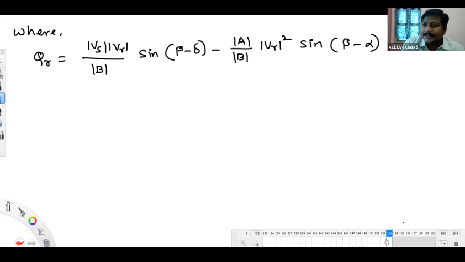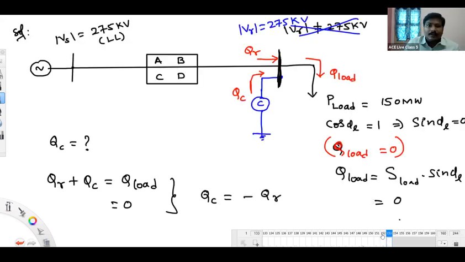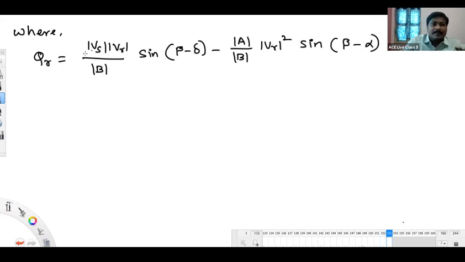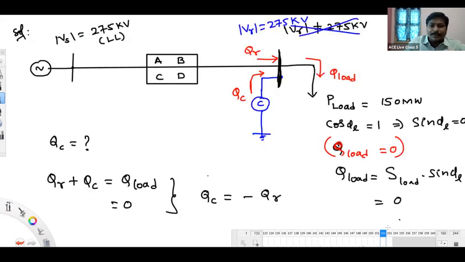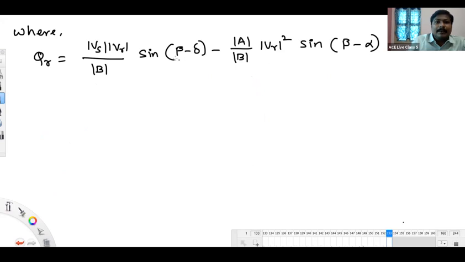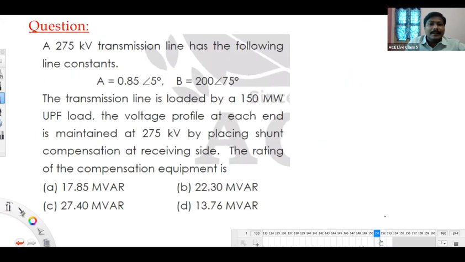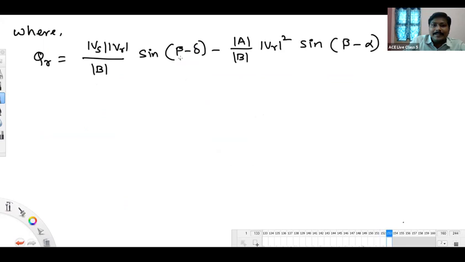Just look at this equation. What are the values of VS and VR? Both are equal to 275, so let me substitute 275. What is mod B? Given in the data, 200. That we substitute. Next thing, sin beta. What is the beta angle? Beta angle will be 75 degrees.